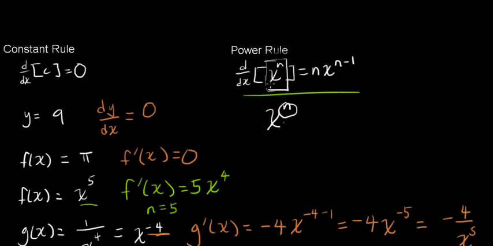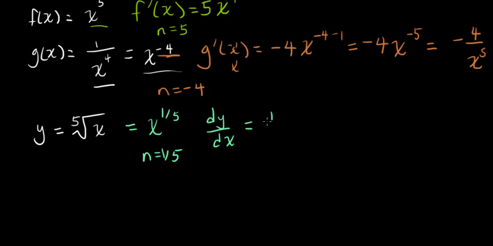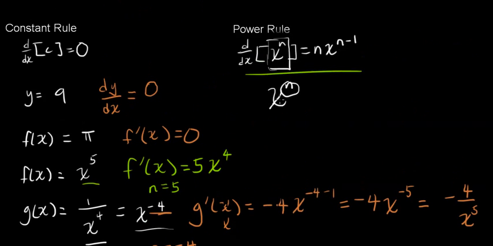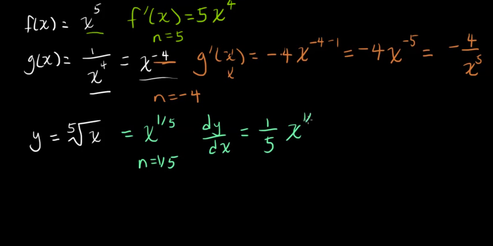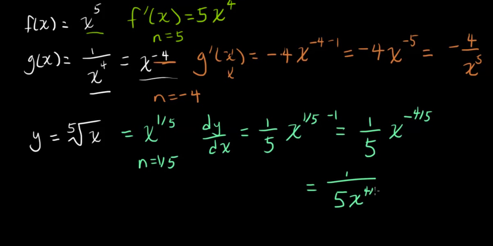And the power rule states the derivative of x to the n is equal to n, which in this case is 1/5, times x to the n minus 1 power, which is x to the 1/5 minus 1 power. What is that equal to? 1/5 times x to the negative 4/5, and we can bring x to the negative 4/5 down, so it's 1 over 5 times x to the 4/5 power. And we are done.